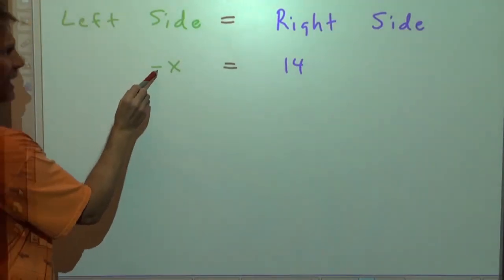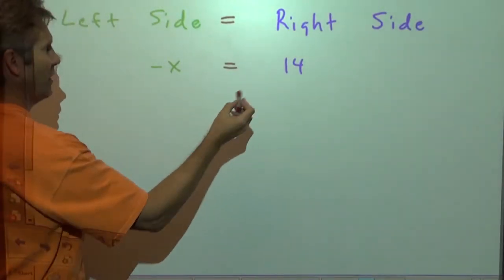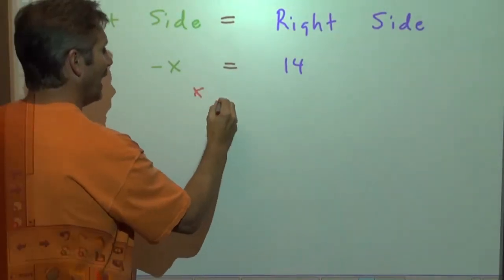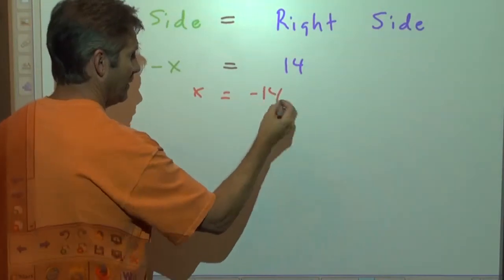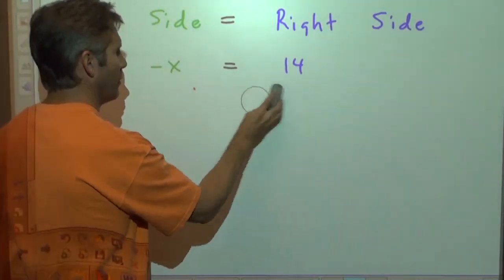You have the right to look at a negative sign as being the opposite of. So the opposite of x is 14, so it must be that x is negative 14. That's probably the quickest, most efficient way to reason through that, and you're done with it.